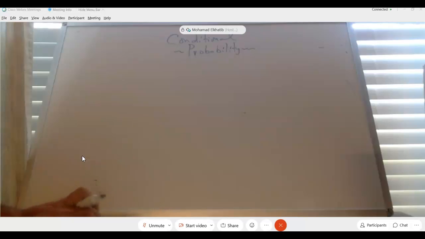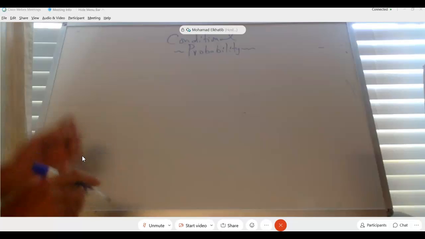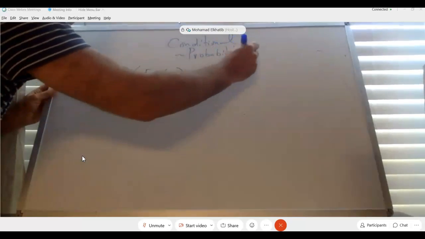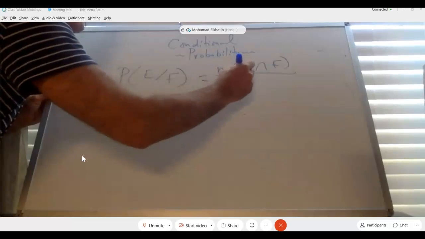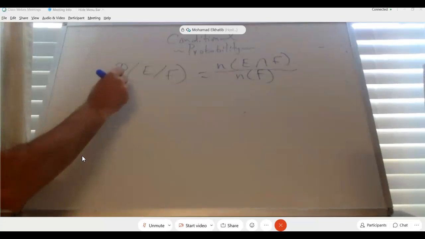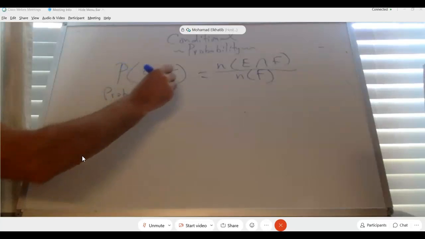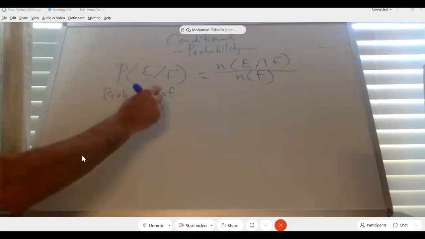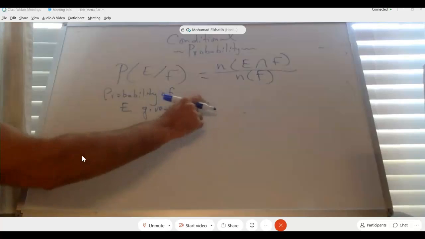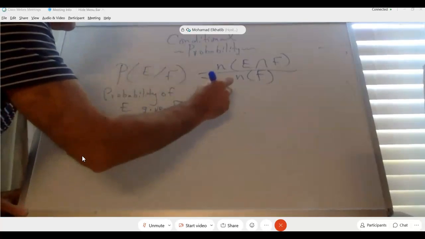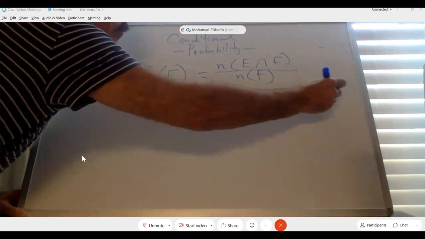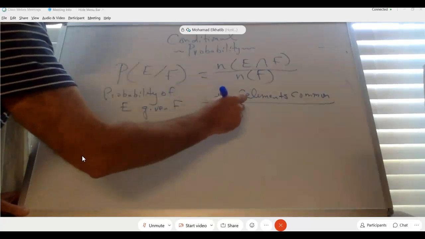There are three things we're going to cover today. One of them is conditional probability. Here's the formula, and I'll tell you what each part stands for. The way you read this: the probability of E, this slash means given F, equals N of E intersection F, the number of elements that are common between E and F, divided by N of F, the number of elements of F.